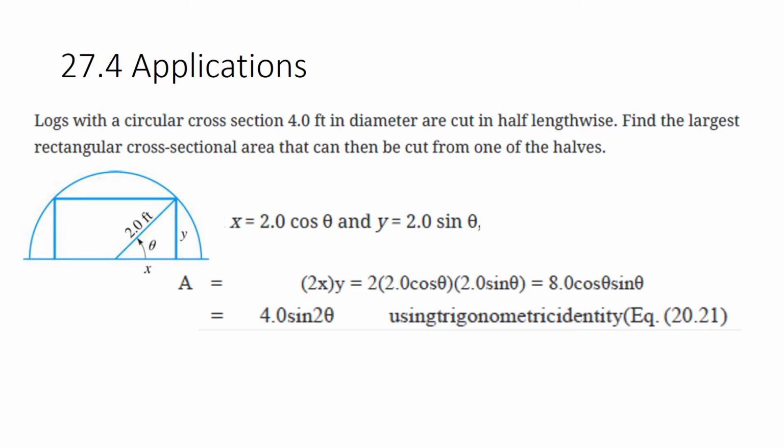So we have some trees that we've cut down, and we've got logs. After you remove the bark, we've got logs that have a circular cross-section of 4 feet in diameter. And we are going to cut them in half lengthwise so that they're kind of these half cylinders, if you will. And I want to get the largest rectangular cross-section area that I can cut from those halves.